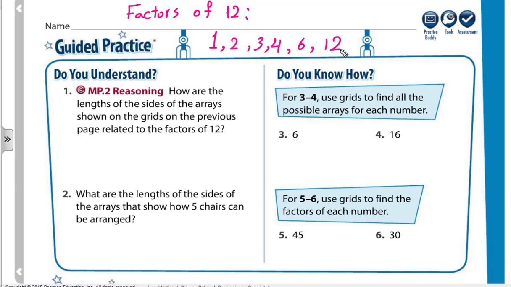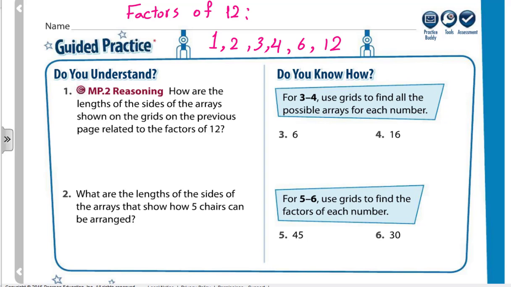So 1, 2, 3, 4, 6, and 12. And why do we choose these numbers, my heroes? Because 1 times 12 equals 12, 2 times 6 is equal to 12, and 3 times 4 equals 12. So that's what we mean by factors: the numbers that if we multiply them, we will get the number 12.